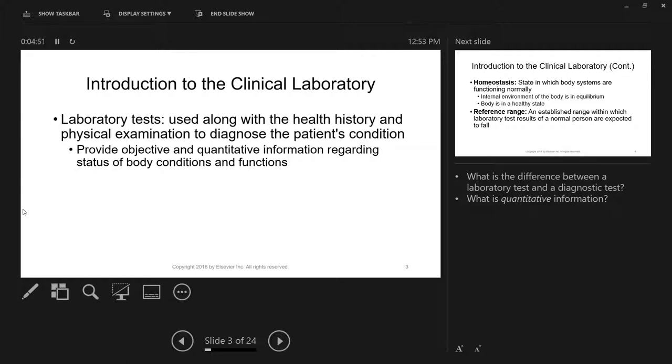The other version is called qualitative. Qualitative testing is the type of testing that they're doing for COVID right now. It tells you, you do have the coronavirus, SARS-CoV-2, or you don't. It doesn't tell you how much of the virus you have. You test positive, it's a yes or a no. Qualitative is yes or no. Quantitative tells you not yes or no, but how much. That's going to give us information regarding the status of body conditions and functions.